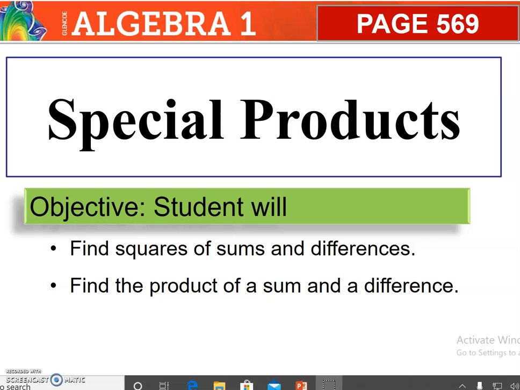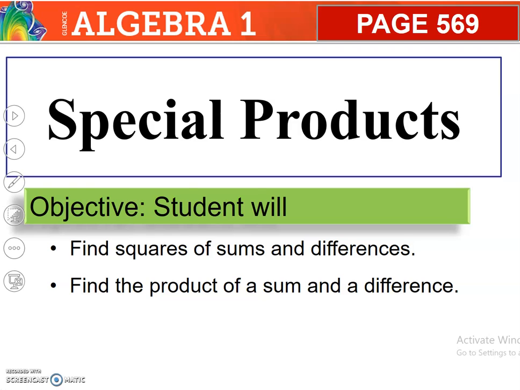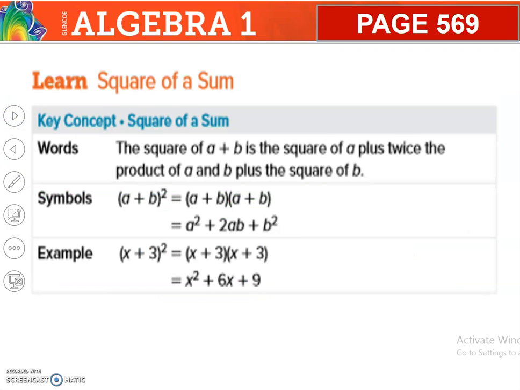Now we continue on page 569 on special products. Our objective will be to find the squares of sums and differences, and also find the product of a sum and a difference. Now, the square of a sum.